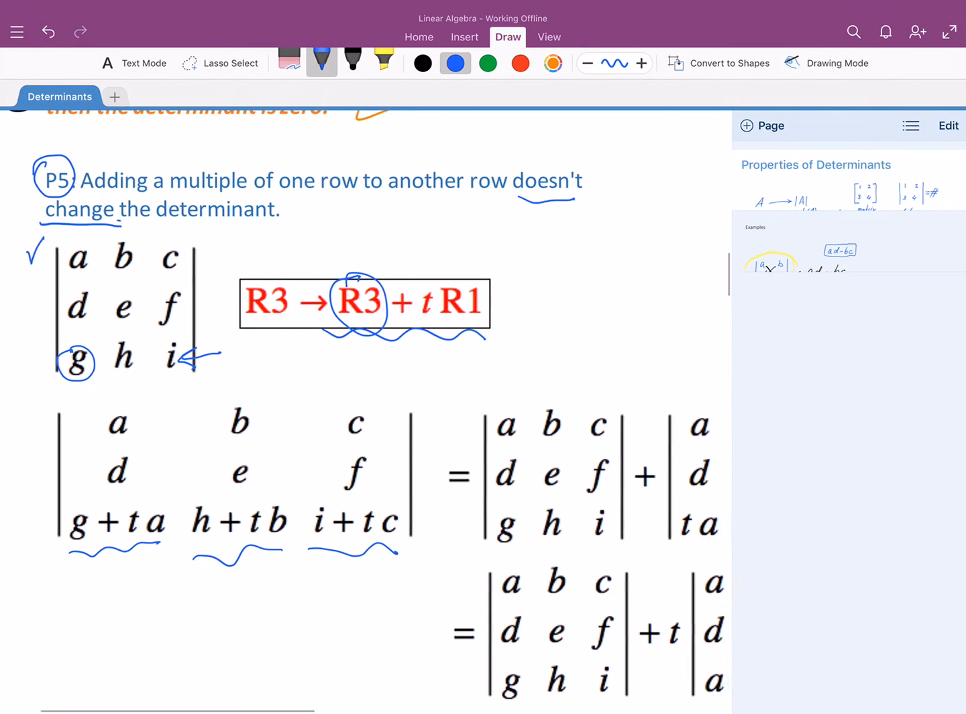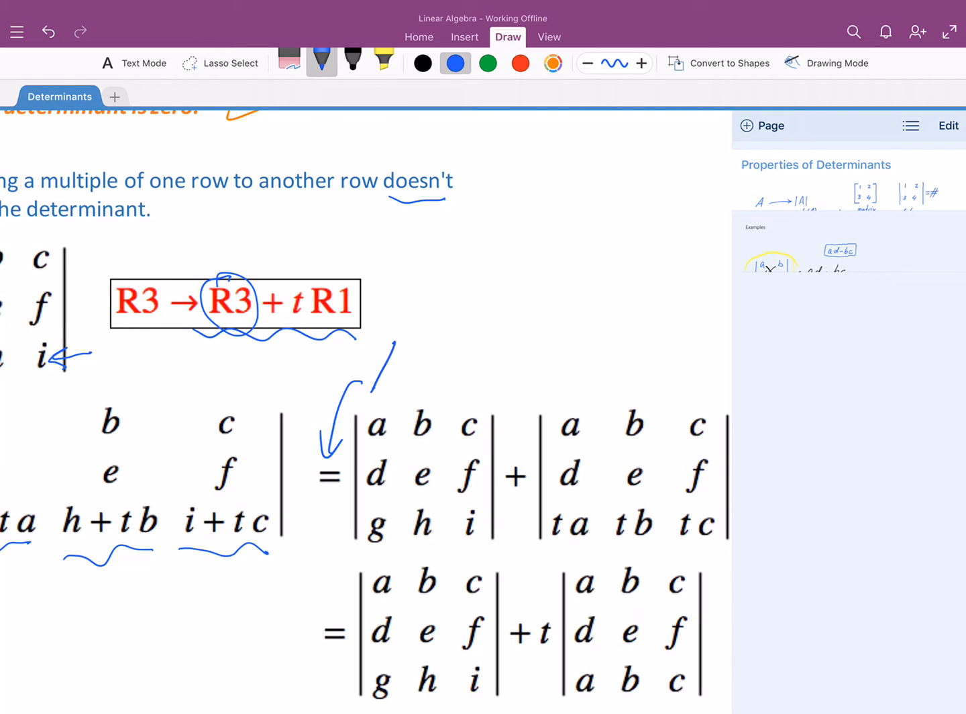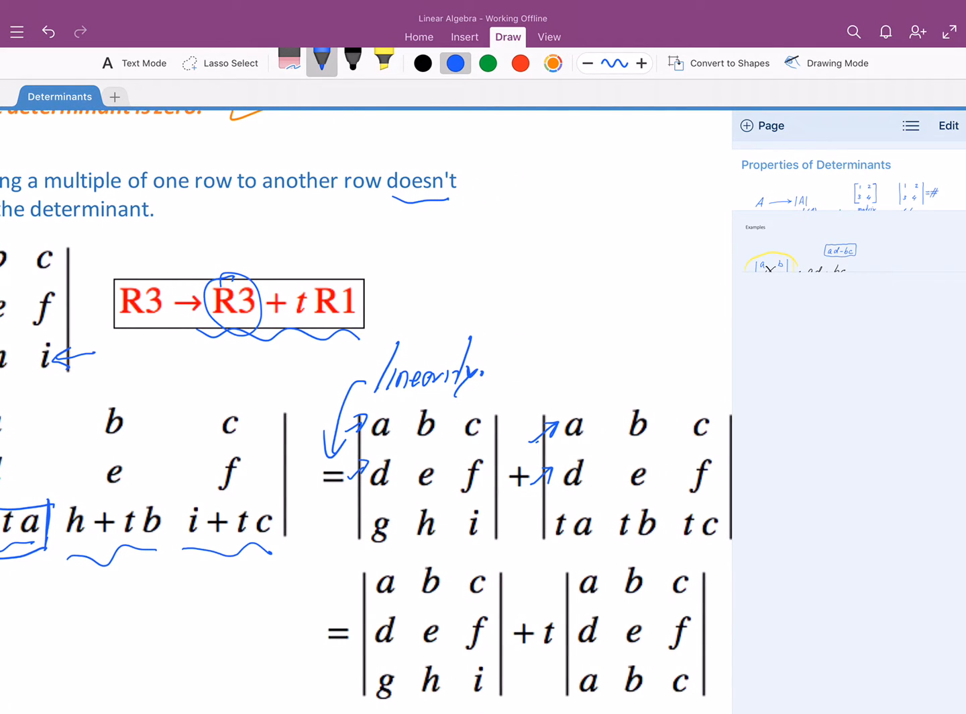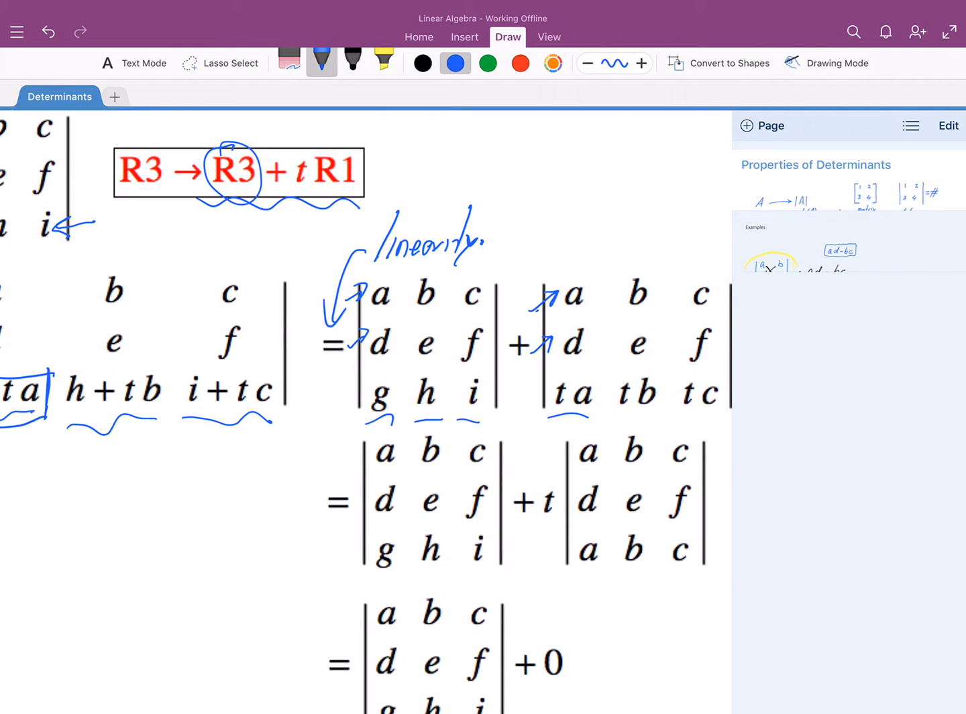Now we're going to use linearity here. In this step, we're using linearity, the addition version. When you use linearity, you have to keep all the rows except one unchanged. So we're keeping the first row and second row unchanged in this breakup. And we're writing the third row as a sum. For example, g plus ta is written as g and then ta separately, and similarly with h and with i. And so really we have two determinants now, this one and this one.